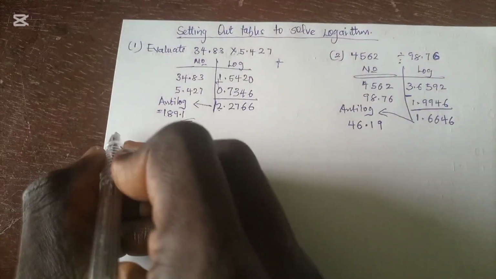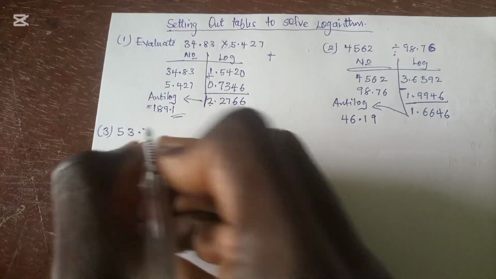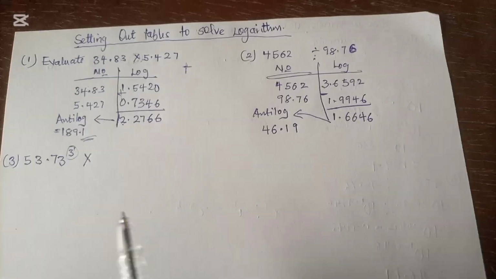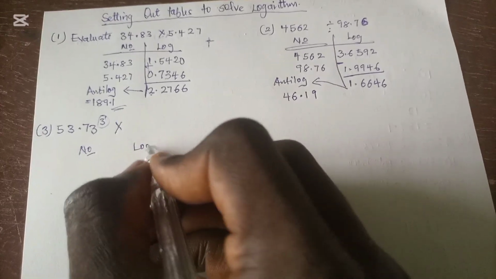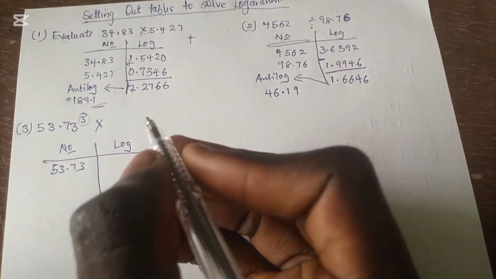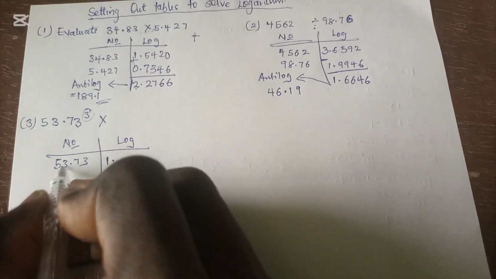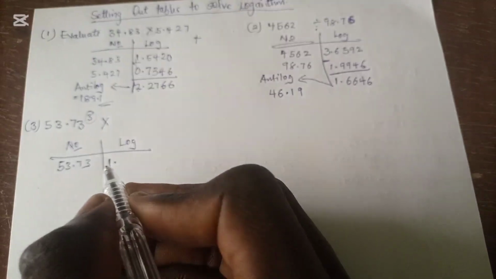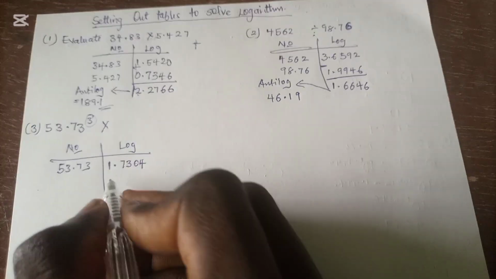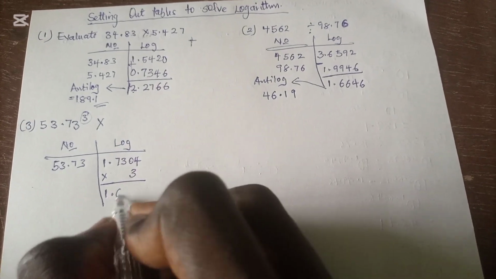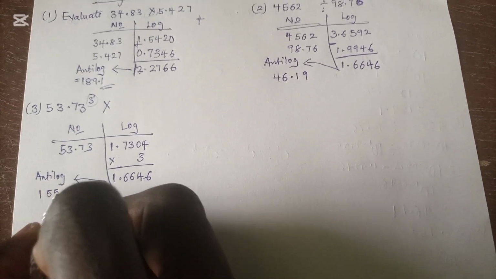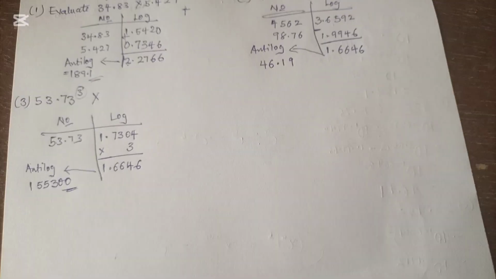So that's the answer. For the third one, we have 53.73 raised to power 3. Now, when you have anything raised to a power, what it means is you'll be multiplying them. That is what it means. So number and log. So we have 53.73, and we have to find the logarithm. This will give us 1 point, you know, behind us, right? This is the integer. And 553 on that 7, give it 3. That gives you 7304. Then you multiply it by 3, just like I've said. So that will give us 1.6646, and you need to find the antilog. When you find the antilog, you get 155300. So that's the answer for that.